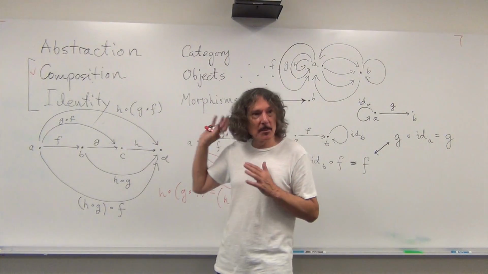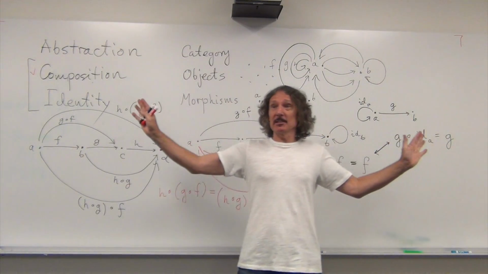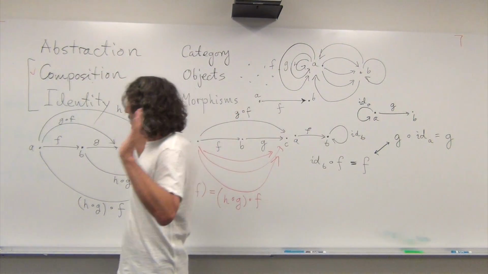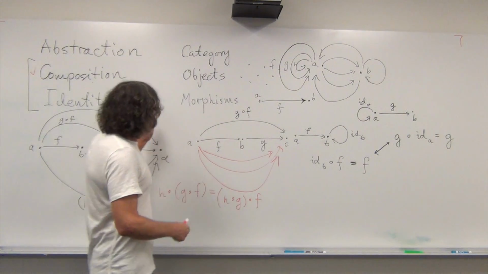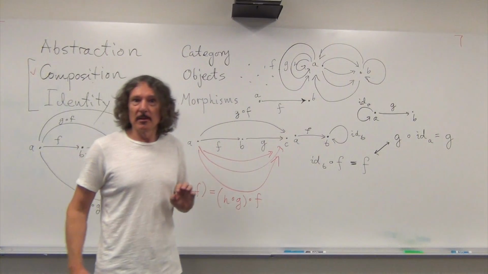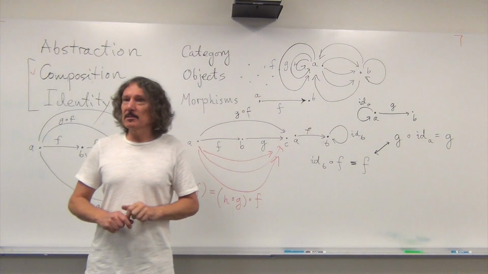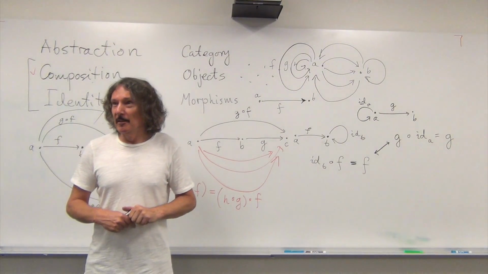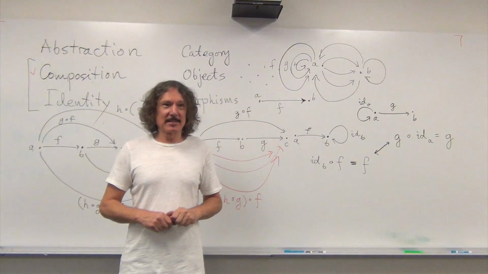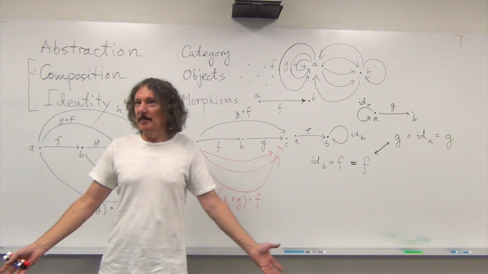Here I'm assuming, well, for full disclosure right now, I said objects don't form a set in general. If they form a set, then this category is called small, okay? If they can form a set. If they don't form a set, it's a large category, okay?